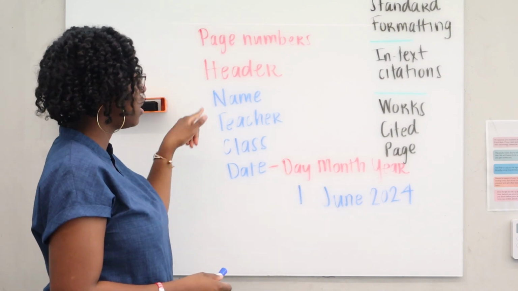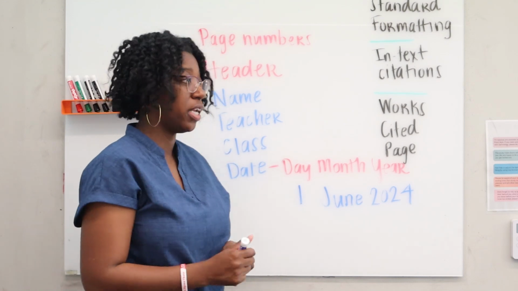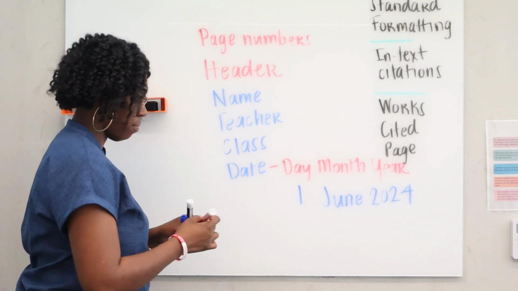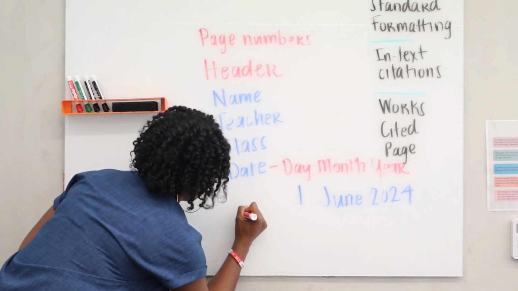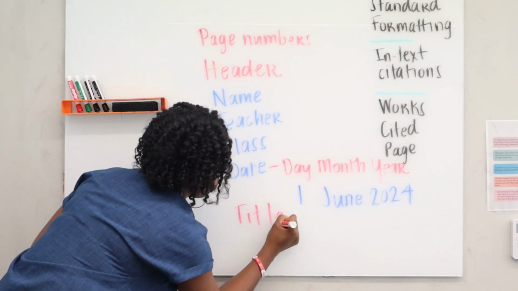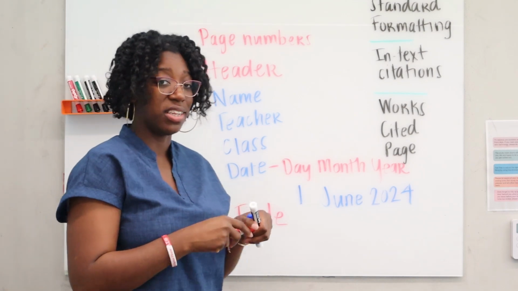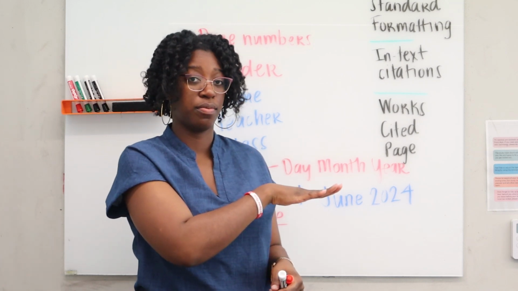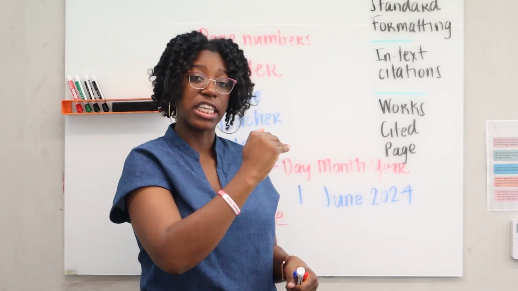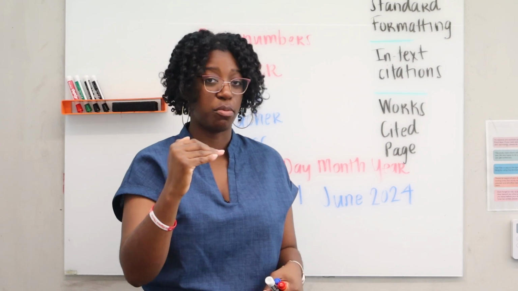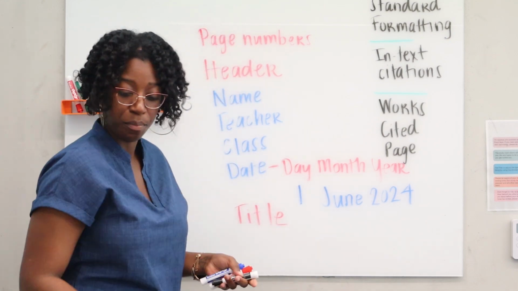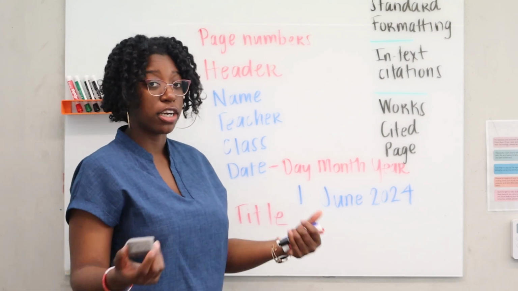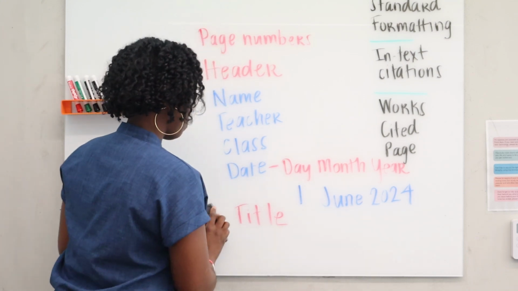So after your page numbers and your header, you're then going to put a title. Your title is going to be centered right underneath your header. So the very next line under your header, centered into the page, okay? And then of course, this is just going to be the title of whatever your assignment is.